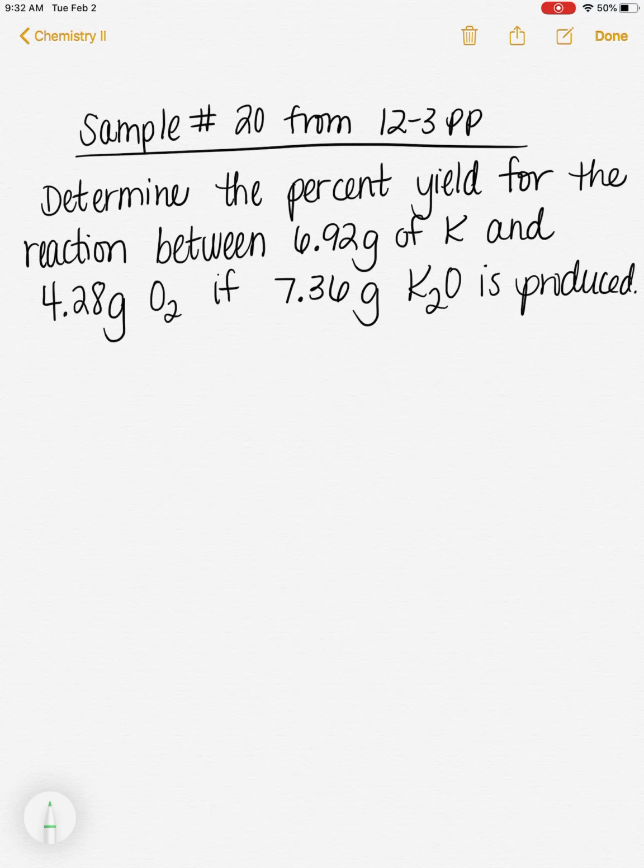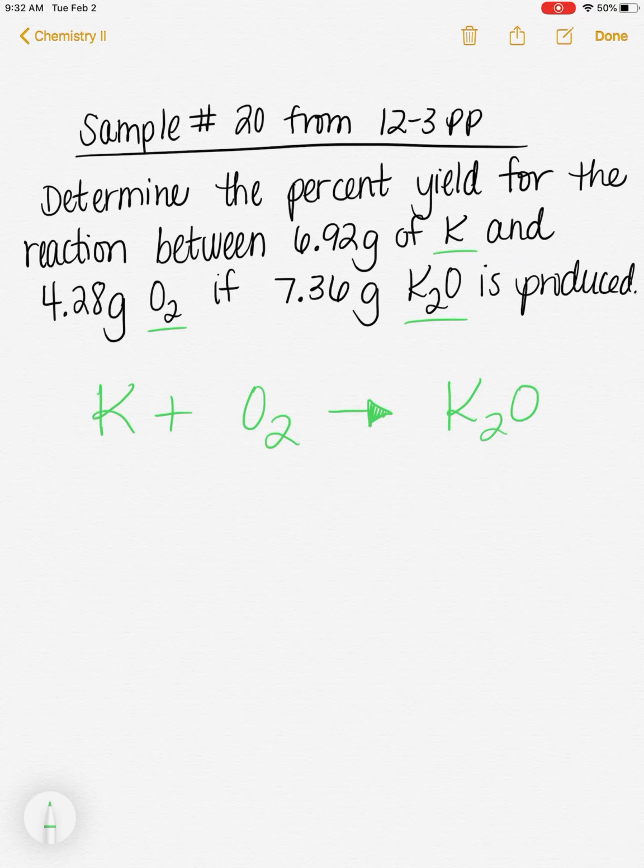We have to begin all of these problems with a balanced equation. So it says that you are reacting potassium and oxygen to make K2O. So let's write a balanced equation. K plus O2 yields K2O. However, that is not balanced.